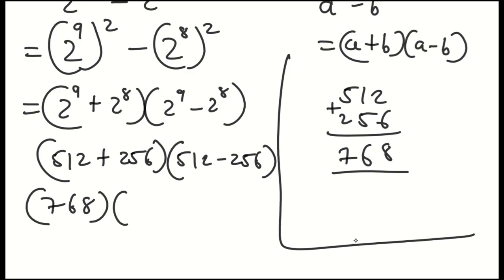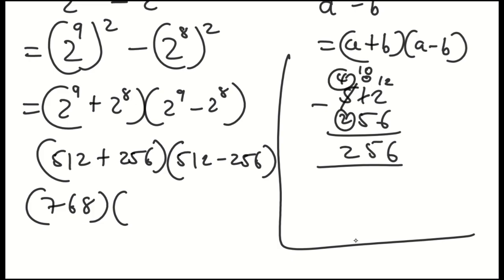512 minus 256. Okay, so we are now going to subtract in this case. So let's do that. 2 minus 6, we can't do that. Take 1 from here. This is 0. This is 12. 12 minus 6, that's 6. I can't do 0 minus 5. Take 1 from 5. This is now 4. And this is 10. 10 minus 5 is 5. 4 minus 2, that's 2. So we have 256. It's now time to multiply.